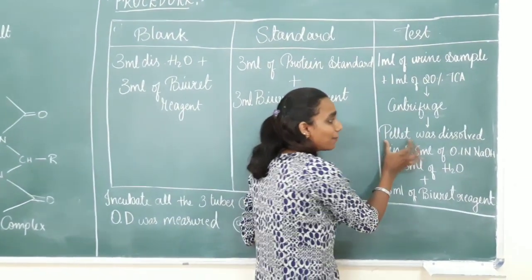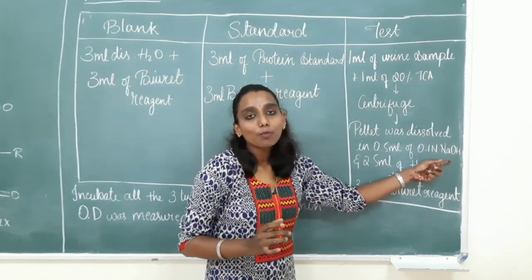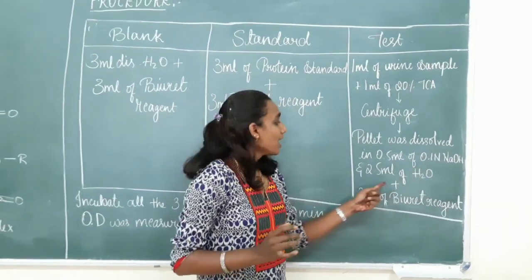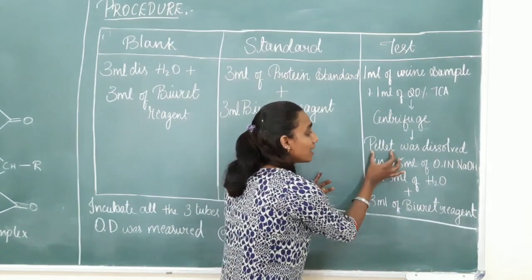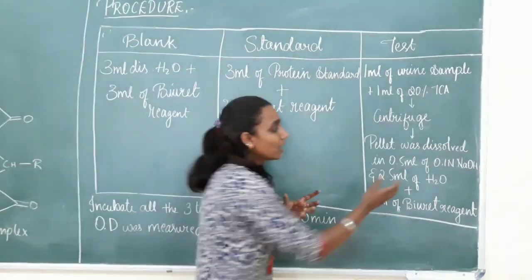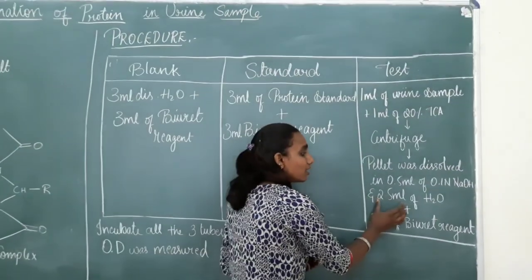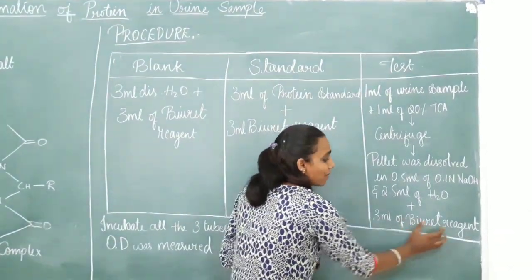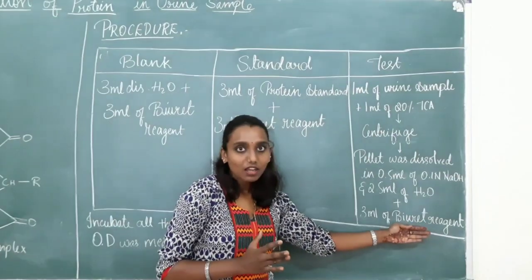Pellet is the protein component. So we are going to take the pellet and dissolve it in 0.5 ml of 0.1 normal NaOH and 2.5 ml of water. So what are we doing? We are dissolving this protein in NaOH and water. After we dissolve it, we are going to add 3 ml of biuret reagent to it. So this is how we are going to prepare the urine sample.